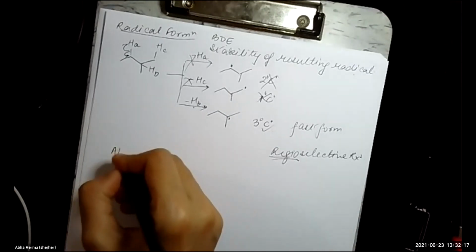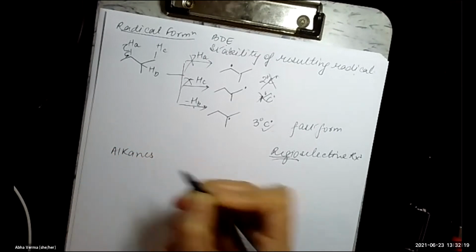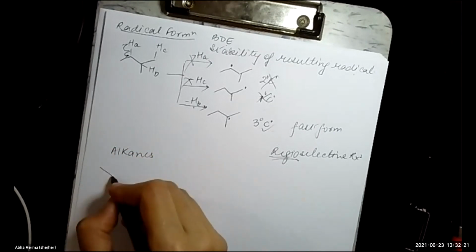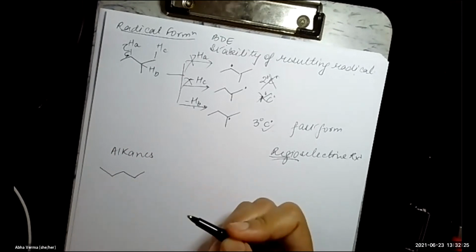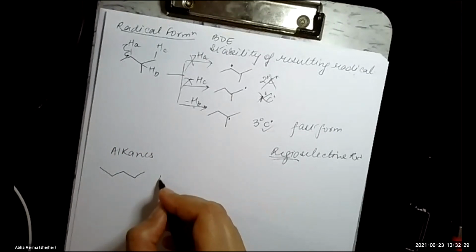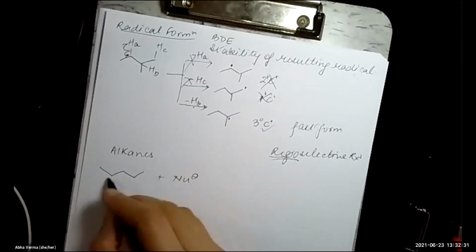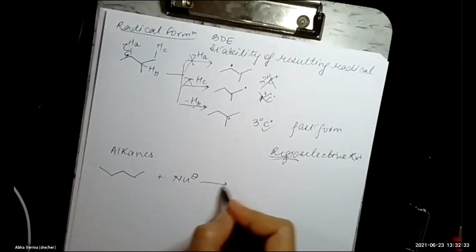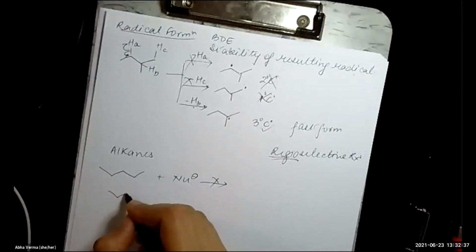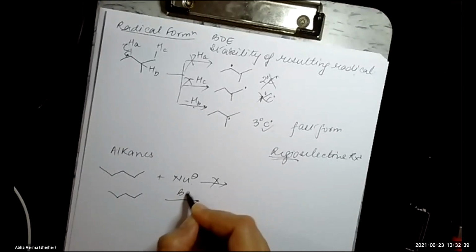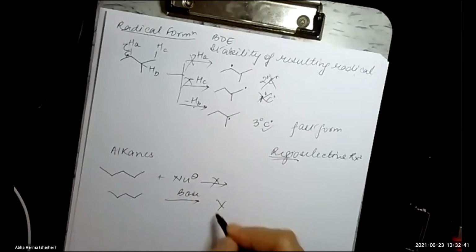Because the only reactions that your alkanes will do... do you remember what alkanes are? Alkanes are plain structures. They don't have any functional groups on them. You cannot just abstract out a hydrogen from anywhere. If I have to attack a nucleophile here, can I do that? There will be no reaction. If I put a base here, will I get an eliminated product? No reaction will occur here.